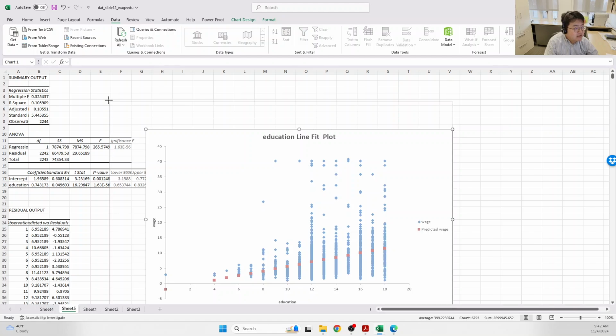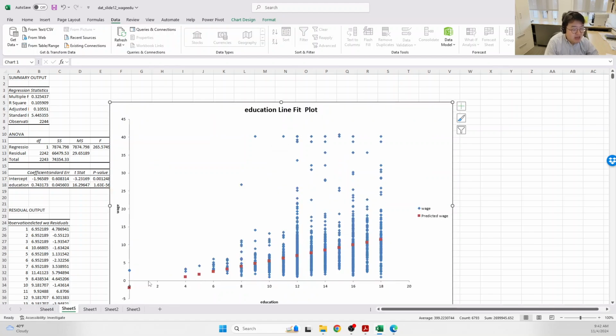The plot is not that beautiful because the horizontal axis is integers. Interestingly, there is a person who has zero education. I think this is an error. Maybe this person meant 10 but somehow mistyped it and entered 0. Anyhow, we have to acknowledge those errors. Errors can happen. I don't know what happened to this guy. And then 4, 5, 6, up to 18, right? 18 is the highest education in our observations.